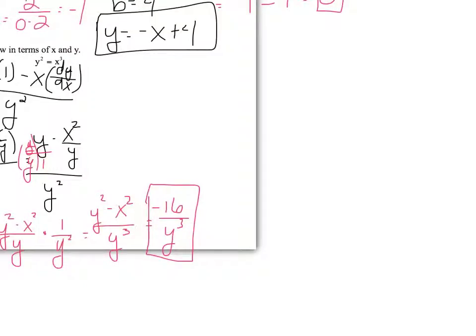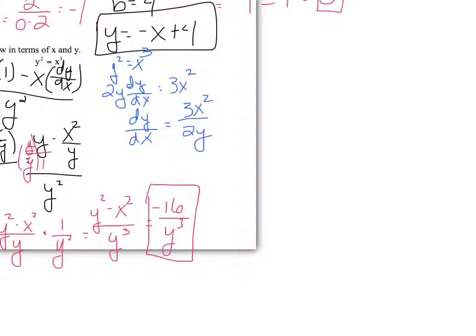So let me rewrite it over here. So we have y squared equals x cubed. Let's take the derivative. 2y dy dx equals 3x squared. Divide by 2y to get dy dx by itself. So dy dx is equal to 3x squared over 2y.